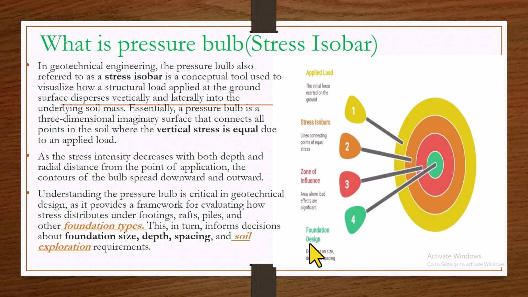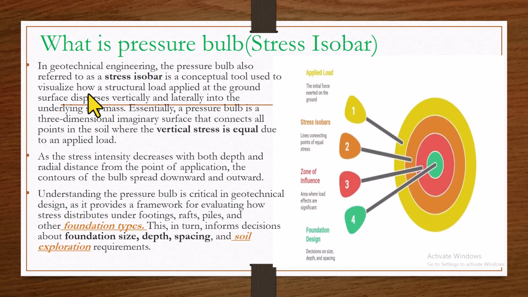What is a pressure bulb, otherwise known as a stress isobar? Okay, so it's basically a geotechnical term because it deals with the foundation. Yes, it talks about soil behavior. And geotechnical engineering is a field that discusses the soil and foundation as well. So as you can see, the isobar is a tool used to visualize how a structural load applied at the ground surface disperses vertically and laterally into the underlying soil mass.